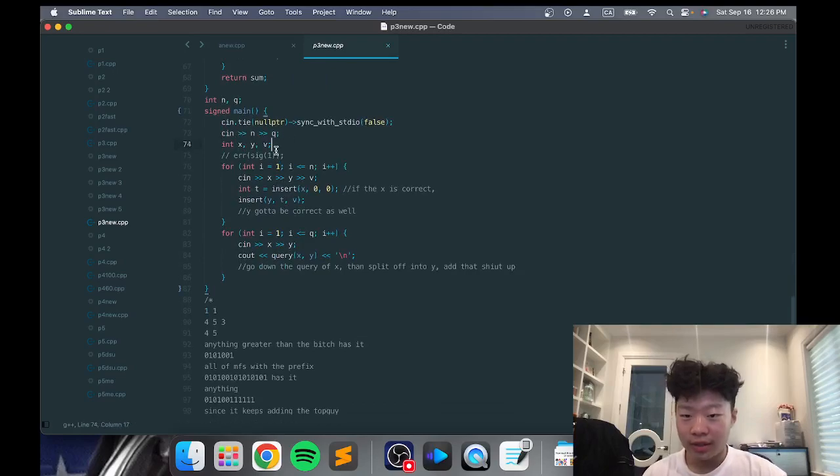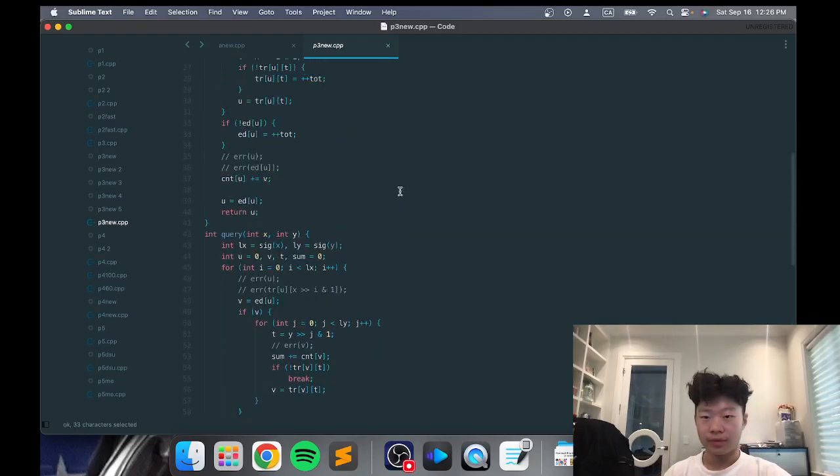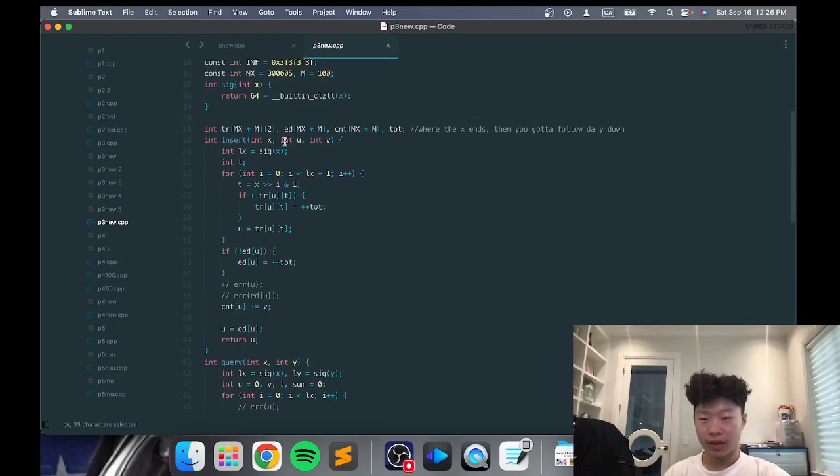Okay, let's start. NQ X Y V, right? And you insert. And this is the trie, right? So you're given the X value, you're given the starting point, and you're given the V value. We get LX, which is the highest bit of X. And for every bit under that, we create a trie. And this is the standard trie creating stuff.